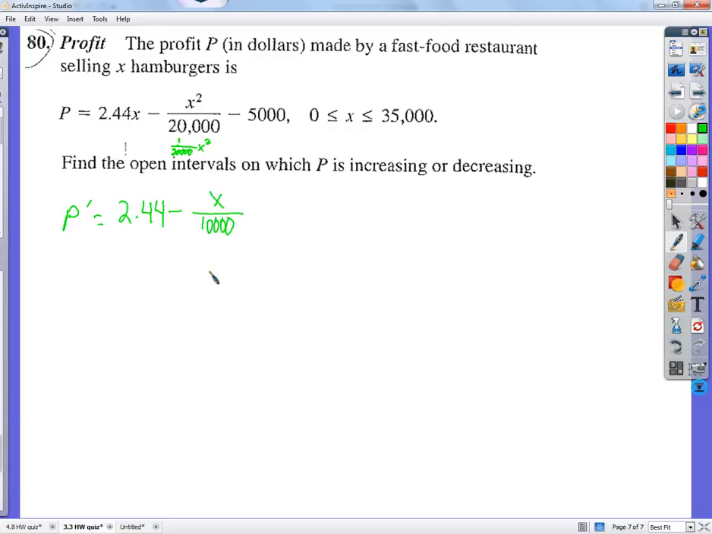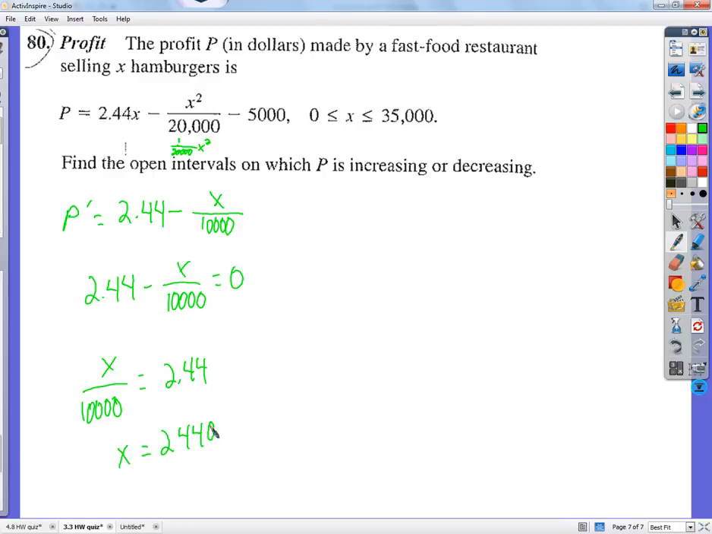Find the open intervals on which f is increasing or decreasing, so what do we do? Set it to 0. 2.44 minus x over 10,000 equals 0, so x over 10,000 equals 2.44, multiplied by 10,000.